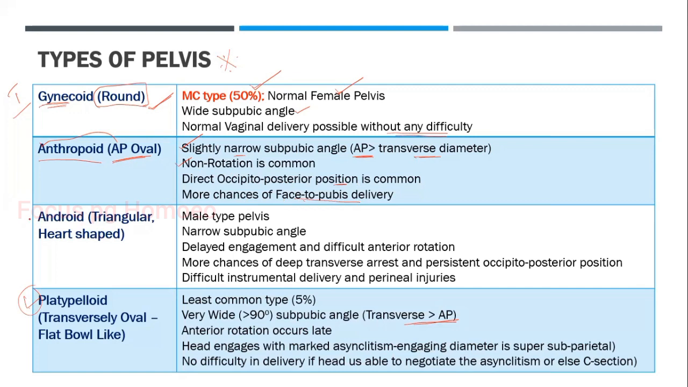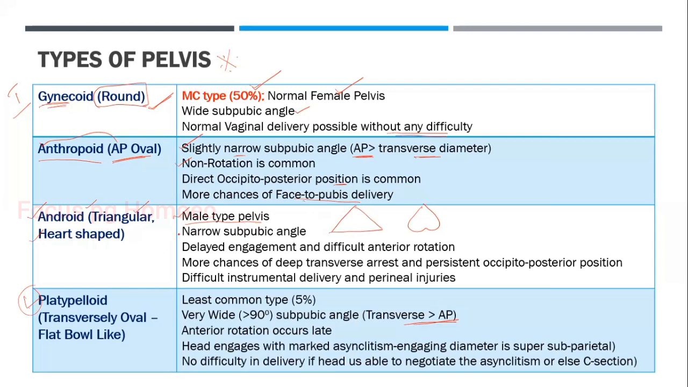Next type is android. By the name you can just relate. Android means male. So here it is a male type of pelvis. There are three names: android pelvis, or triangular pelvis, or heart-shaped pelvis, and male type pelvis. So all the four terms you have to remember. Don't get confused.